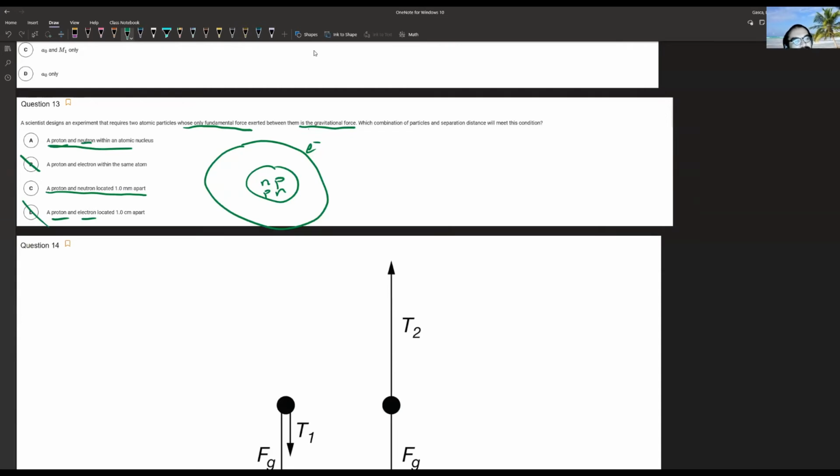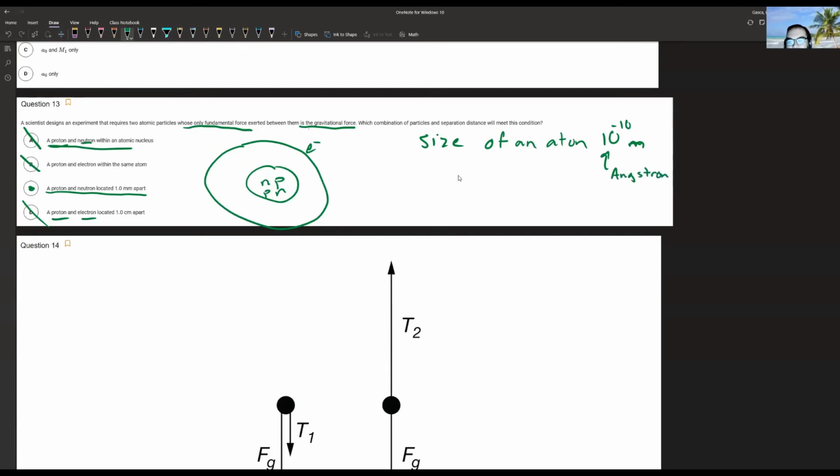Now, what I said was that the nuclear forces act within the nucleus. So we need to be outside the nucleus for this to happen. The size of an atom is about 10 to the negative 10 meters. We call this an angstrom.